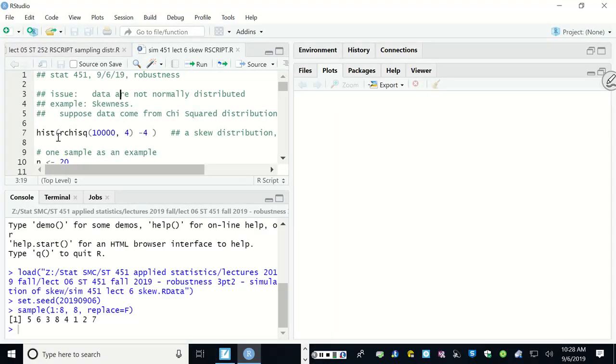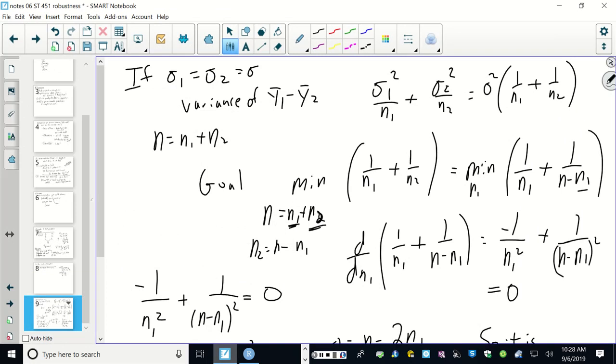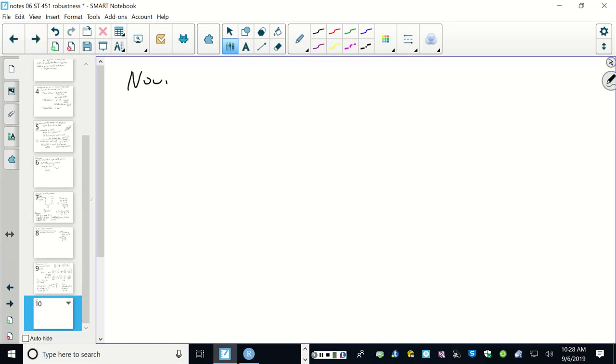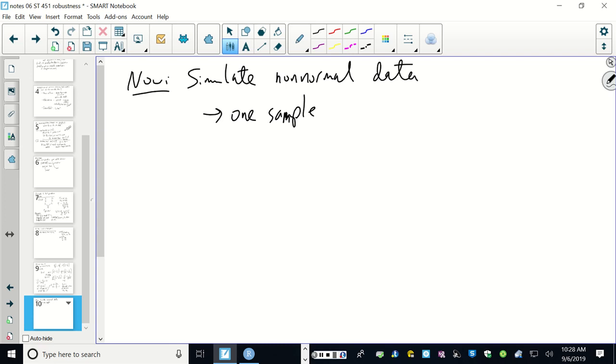So a chi-square distribution is a skewed distribution. So let's write down what we're doing. Now simulate non-normal data. In this case, we're just going to have one sample. It's not as complex as what we were talking about as the source of those. We're just using one sample. The assumptions are very similar: normal data, independence, and something like that.